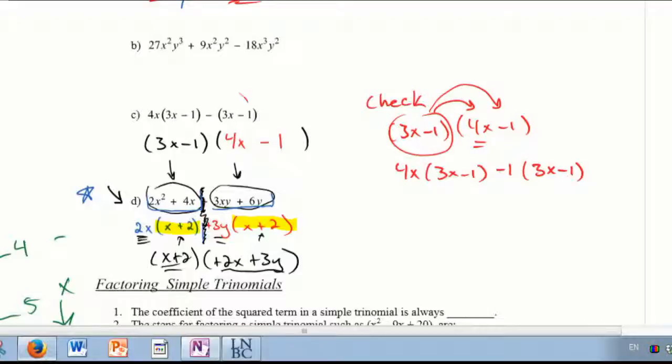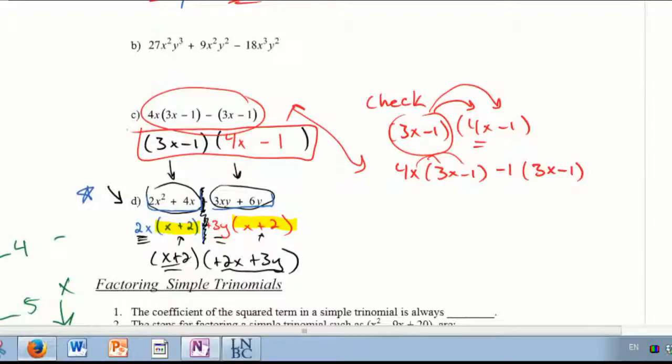Is that what I started with here? Are these two things the same? Yep. Normally I would expand this out, but for this question, I'm not going to do that. So that's it. This is the answer right here, 3x minus 1 times 4x minus 1. Basically, it's just pulling that 3x minus 1 out.